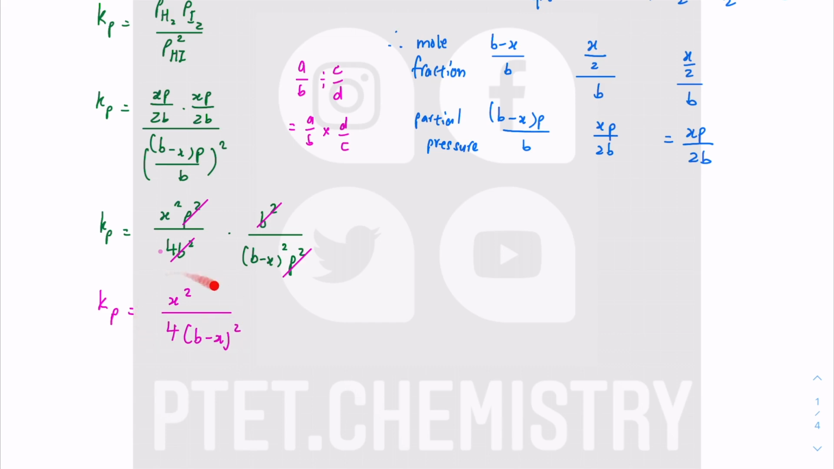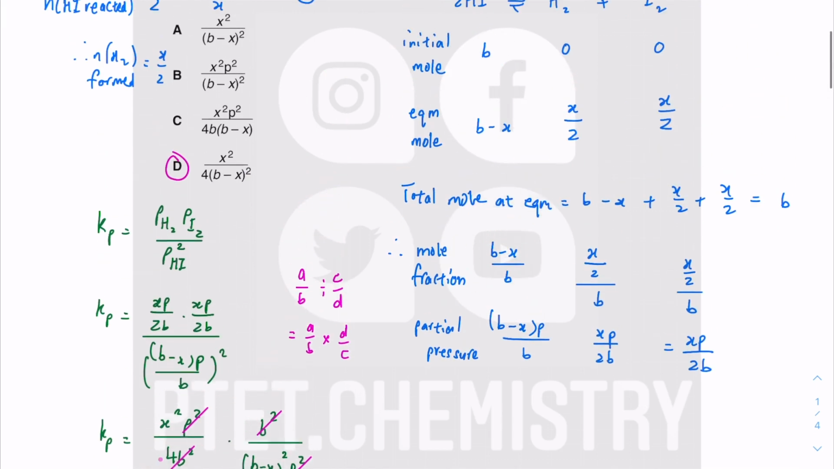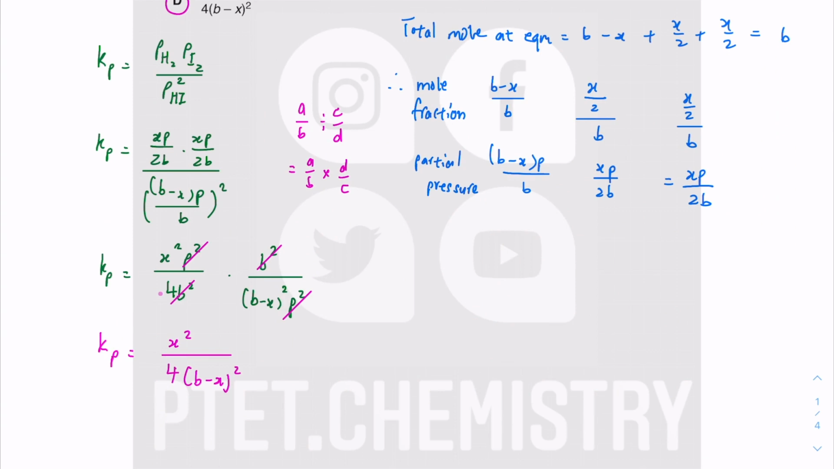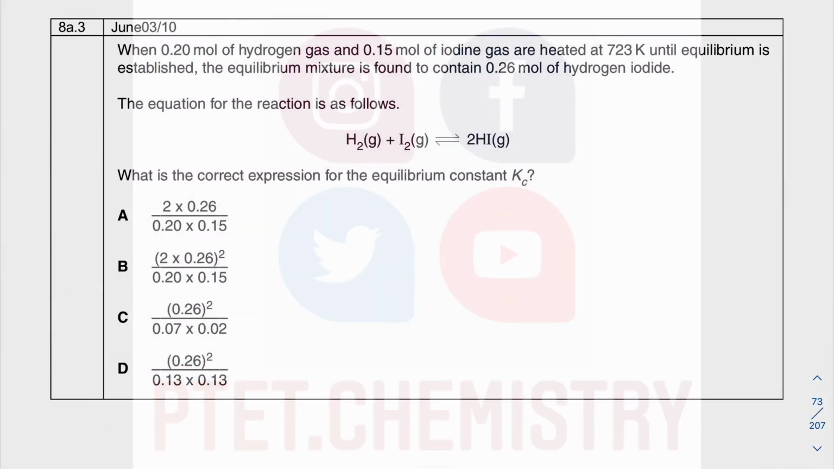So based on this expression, which you could be asked in the theory paper, that is just going to be option D there. So option D must be the answer based on what we had just obtained. Instead of just looking through the options, we work it out as we would have in a structured component. So in this question 3, they're just asking for what is the correct expression.